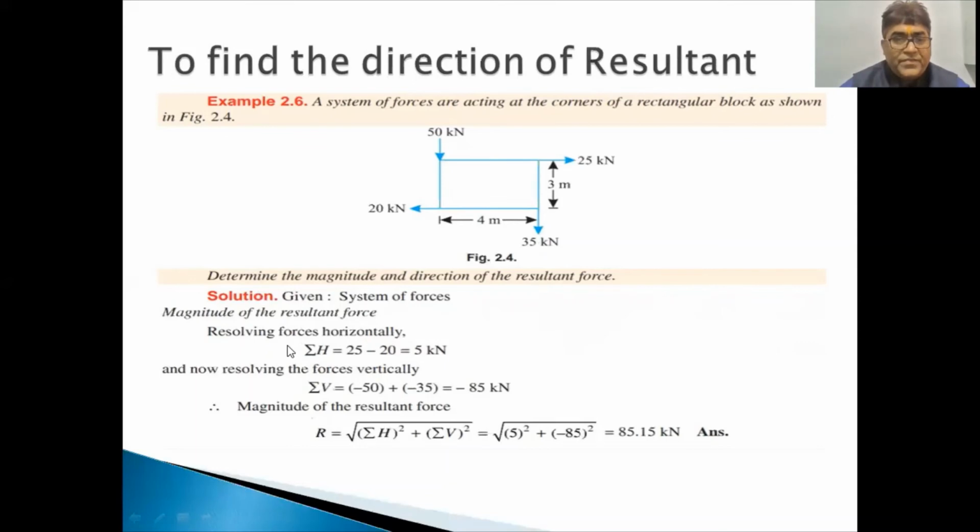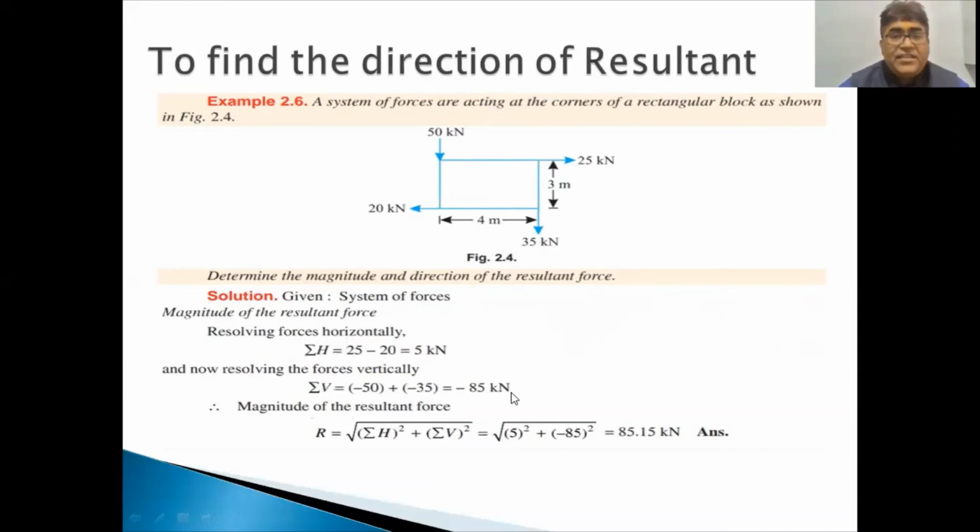So now here we can easily find the resultant. First of all we will resolve the forces horizontally. The horizontal component comes out as 25 minus 20, that is 5 kilonewton, and the vertical components are both downward. Therefore negative 50 minus 35, because both are downward, comes out to minus 85.